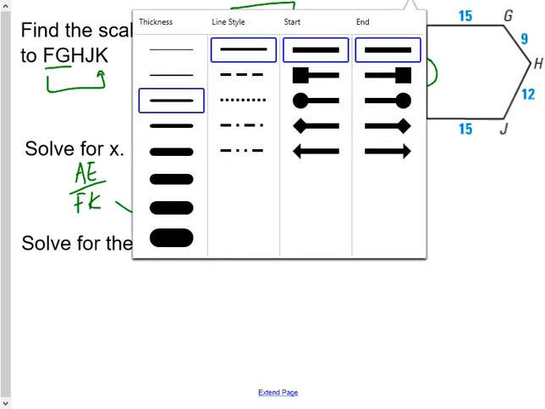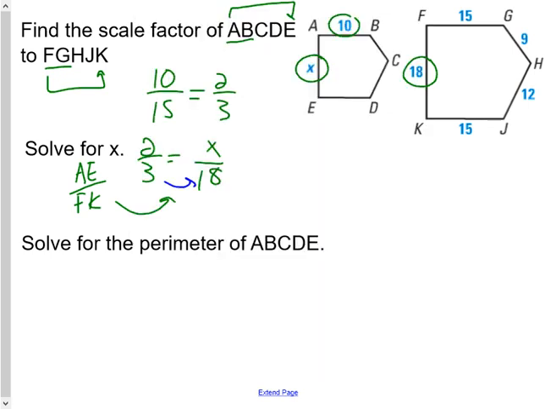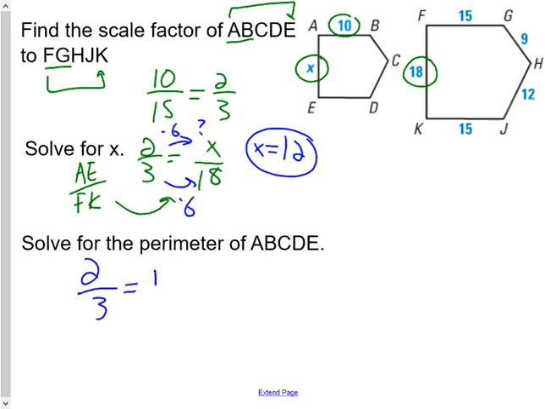In this case, we've got a little bit of a rule. 3 times 6 is 18, so it's 2 times 6. X is 12. That's 2 times 6. Solve for the perimeter of ABCDE. Right? So we have the scale factor. We're going to go 2/3 equals perimeter of the left shape over perimeter of the right shape.